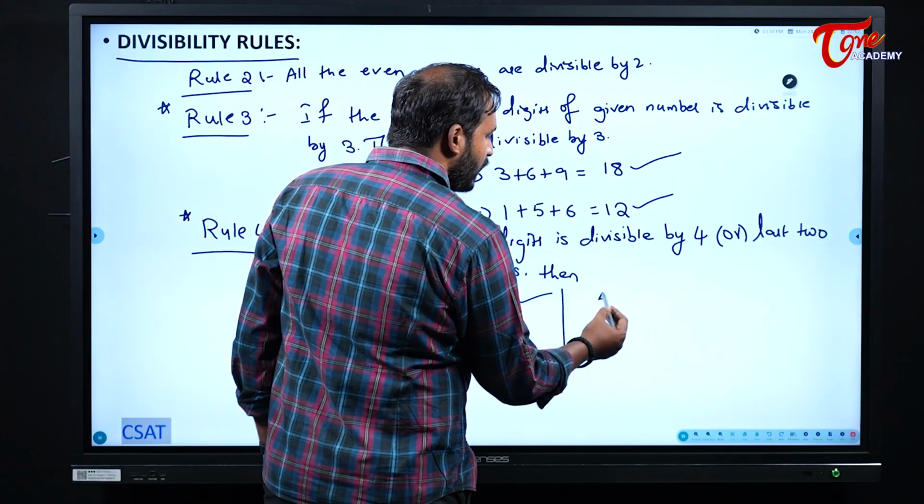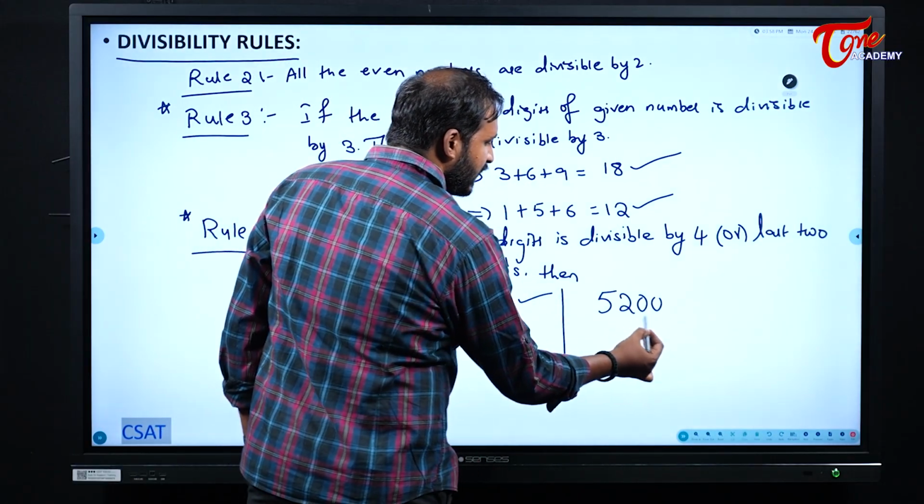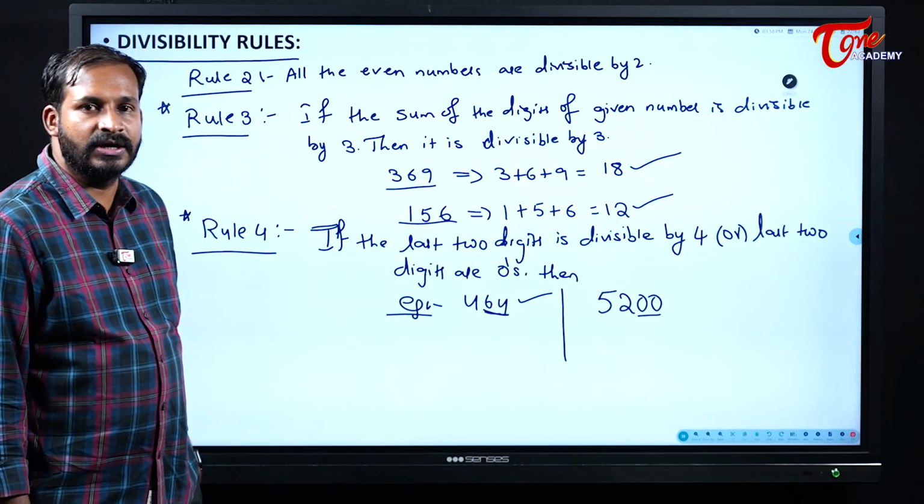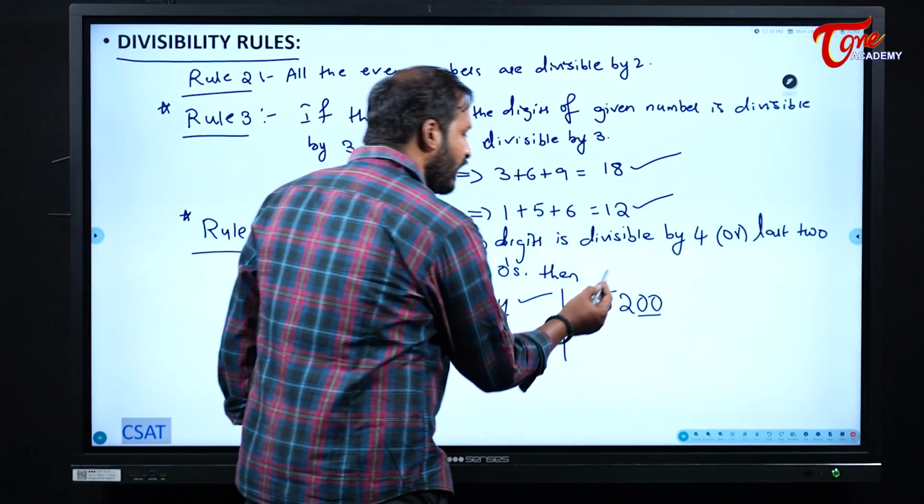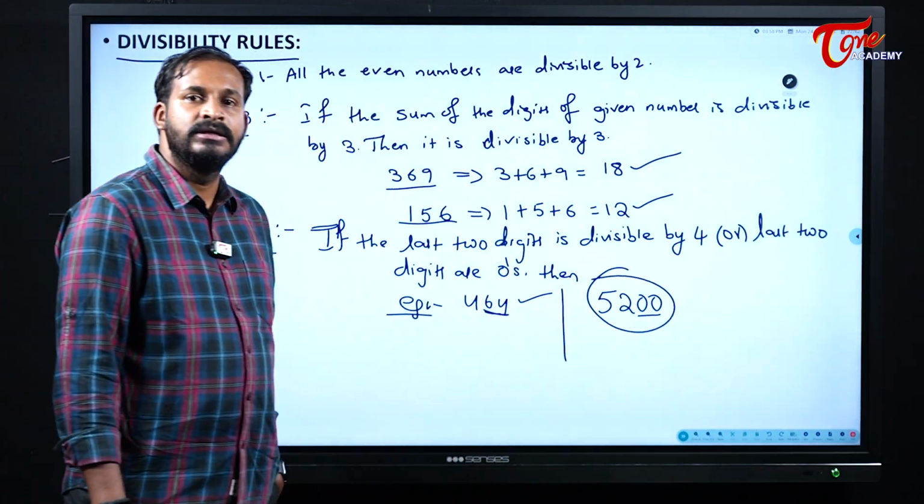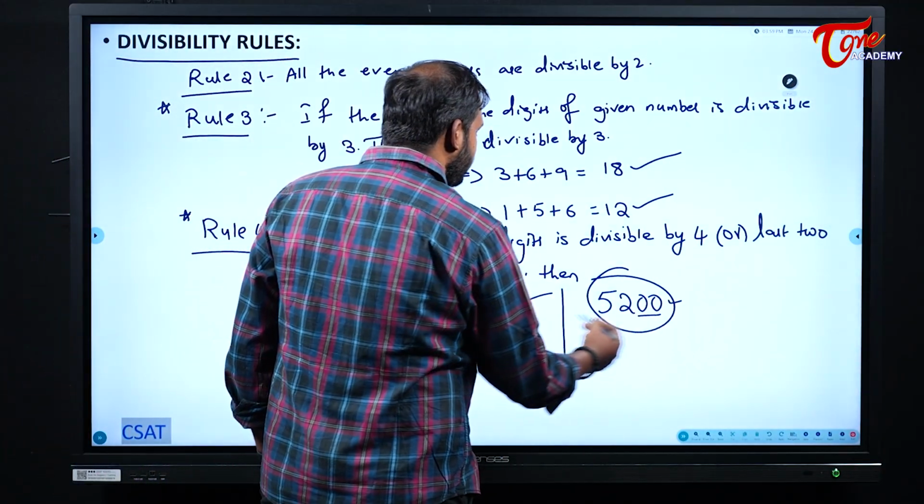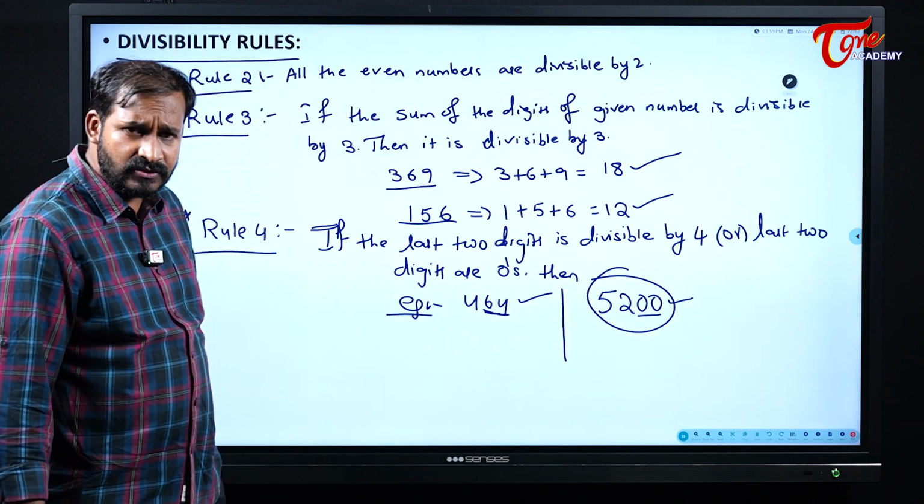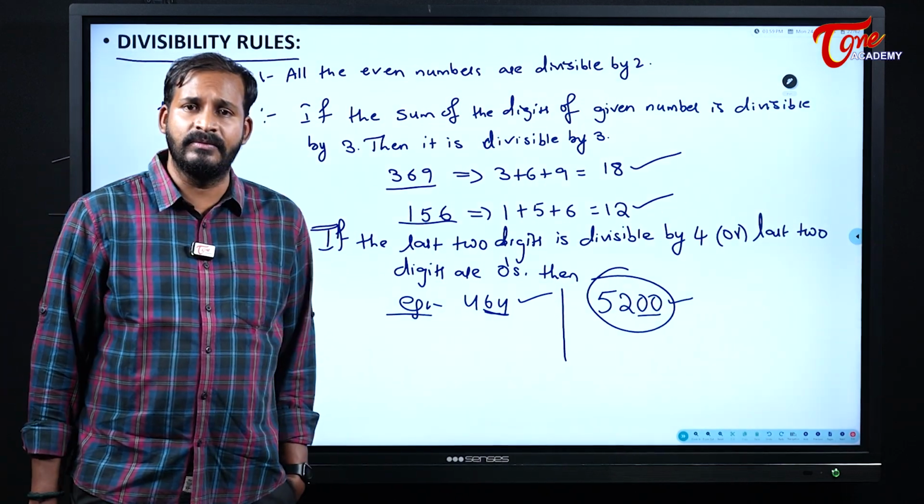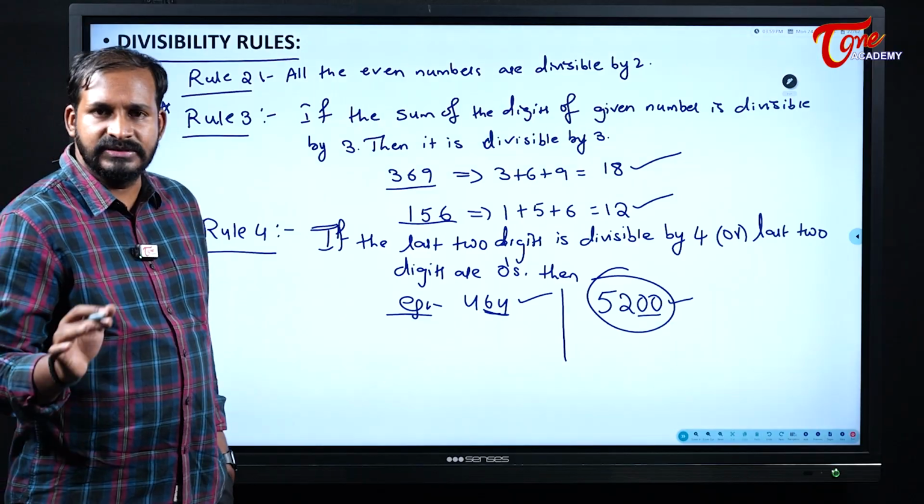Similarly, 5200. I will check the last two digits. Last two digits are what here? Zeros. Then obviously this 5200 is also divisible by 4. That means if the last two digits are divisible by 4 or the last two digits are zeros, then I can say that that number is divisible by 4. Else it is not divisible by 4.